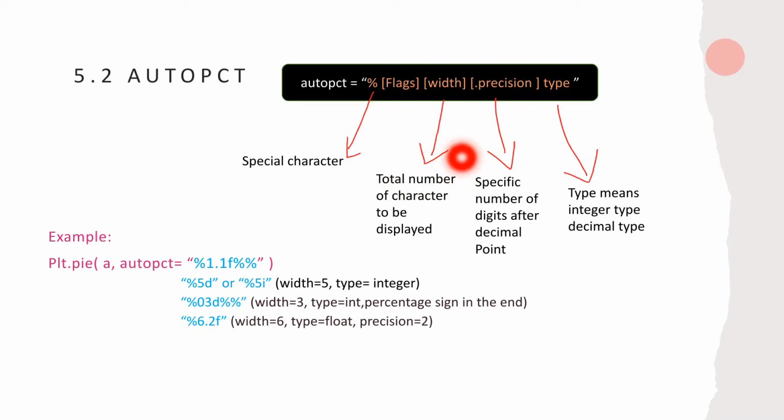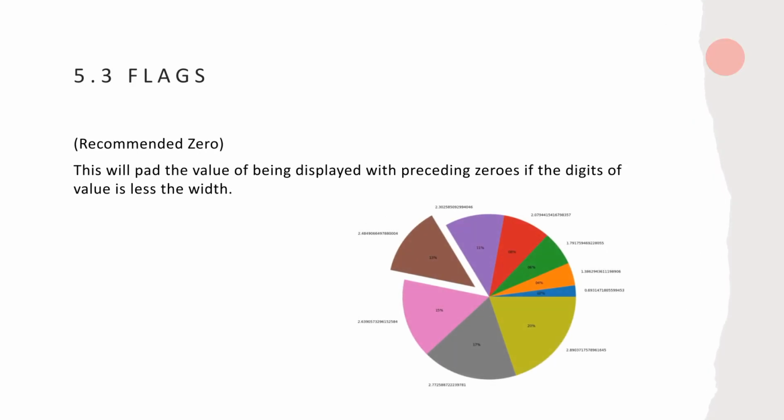This flag I will deal with later. Then width, precision and type. Width is the total number of characters to be displayed. Precision is the specific number of digits after the decimal point. Type means integer type, decimal type. plt.pie autopct with different examples, with width as 5 here. 5d means integer or decimal, and in 6.2f, width is 6, type float, and precision 2. And it will look like this.